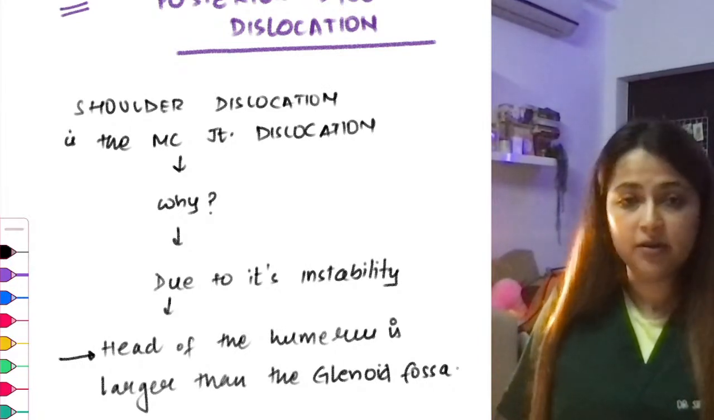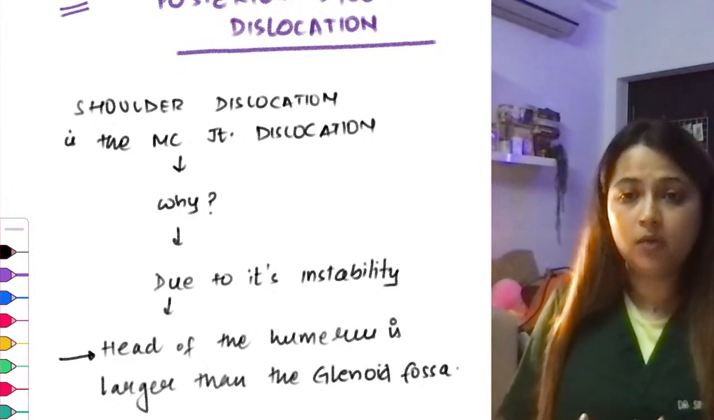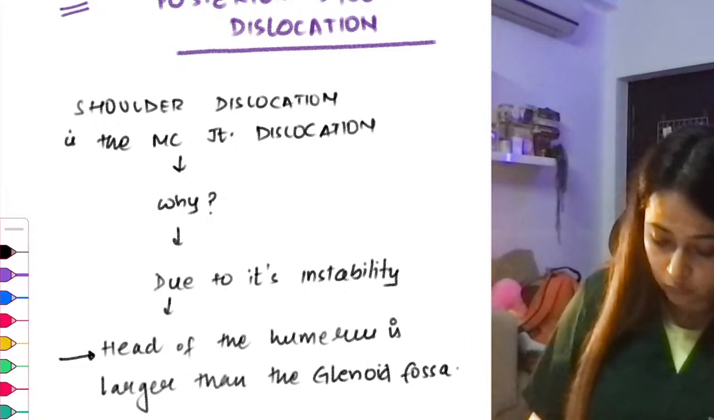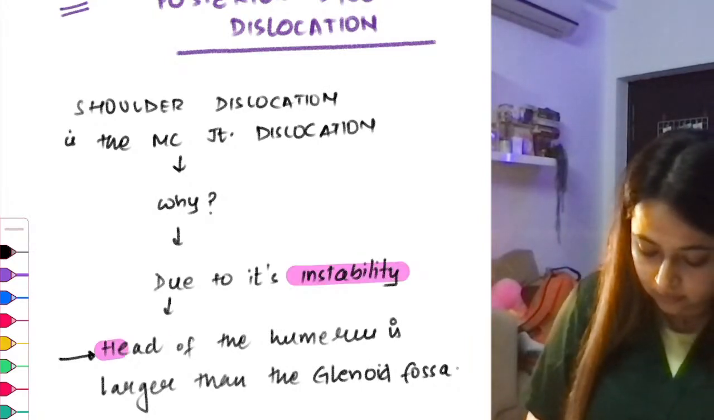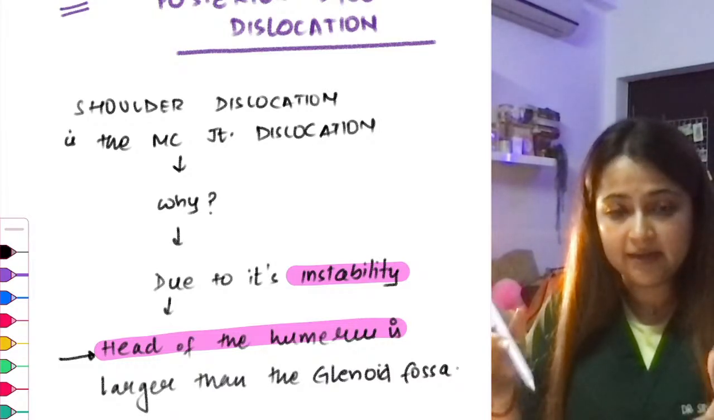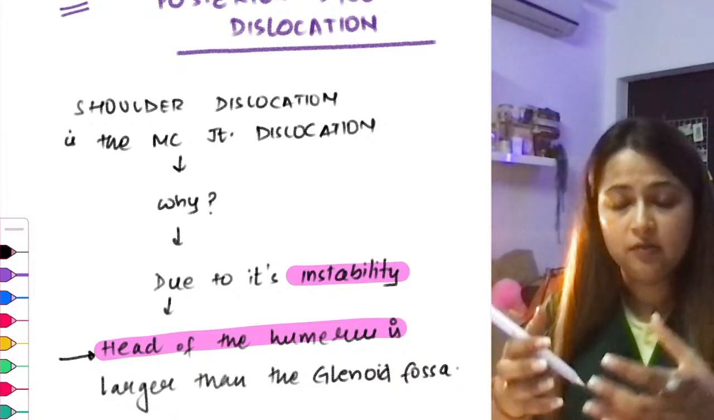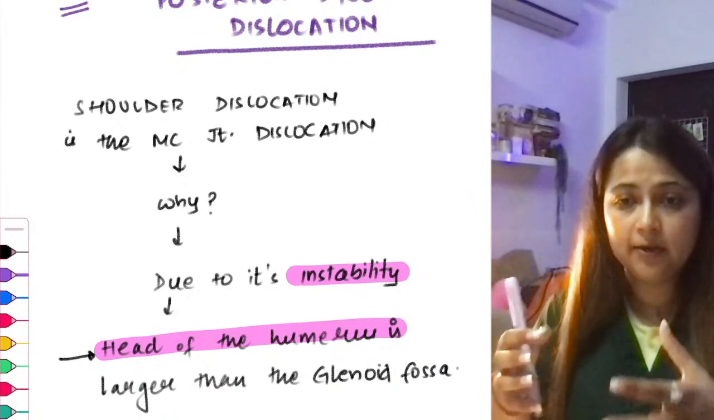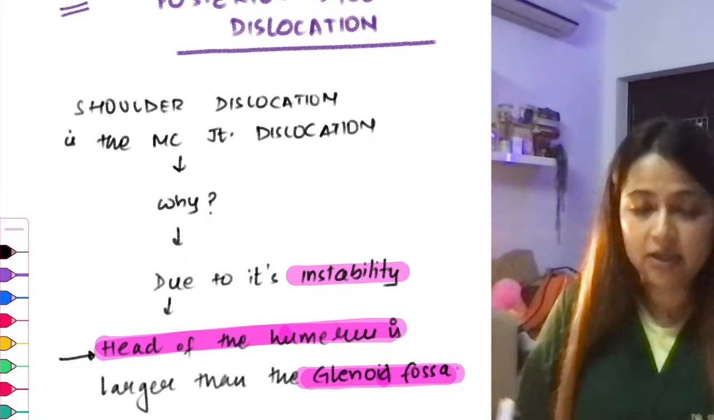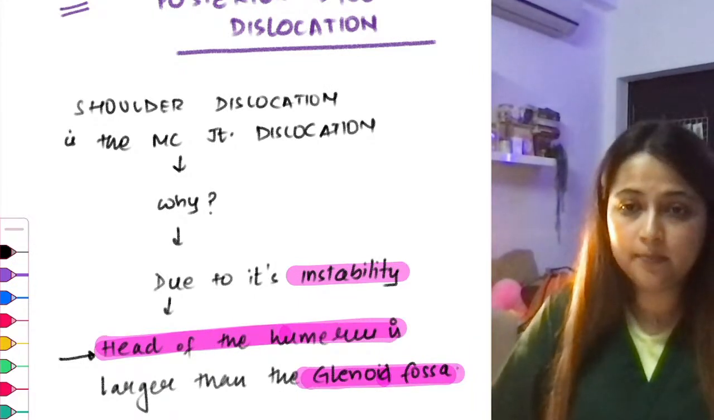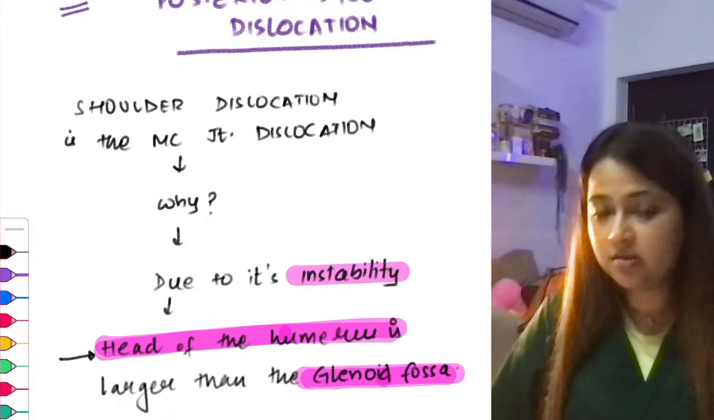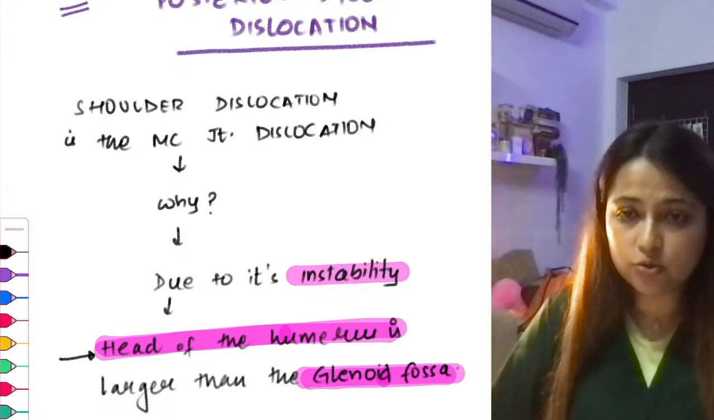Anyone? The reason is that the shoulder joint is a very unstable joint. Why is it unstable? Because if you see, the head of the humerus is actually larger than the cavity in which it is going. So the head of the humerus is larger than the glenoid fossa. This is the reason for the high instability in the shoulder joint, and this is why dislocations occur very commonly in the shoulder joint.